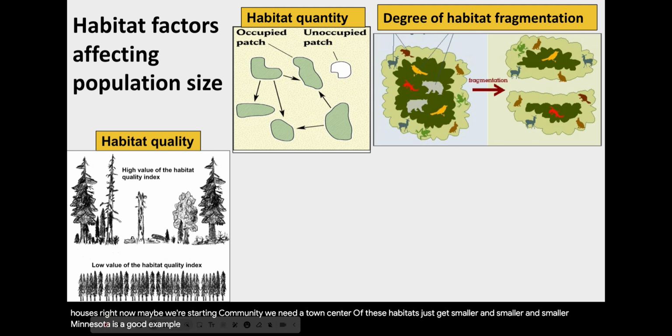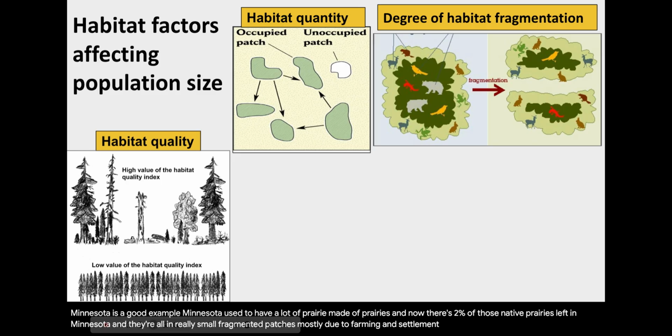Minnesota is a good example. Minnesota used to have a lot of native prairies, and now there's 0.2% of those native prairies left in Minnesota, and they're all in really small, fragmented patches. Mostly due to farming and settlement of humans in the area.